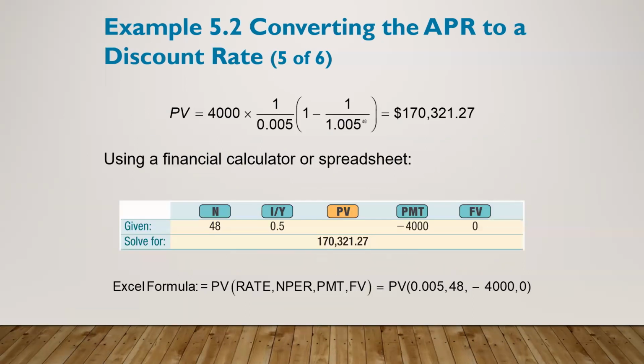And here it is. You have the present value equal 4,000 times 1 over 0.005, times 1 minus 1 over 1.005 to the 48th power, all in parentheses, equal $170,321.27. To use a financial calculator, this is what you would input into the calculator. And this is the Excel formula that you would use if you were going to use an Excel spreadsheet.